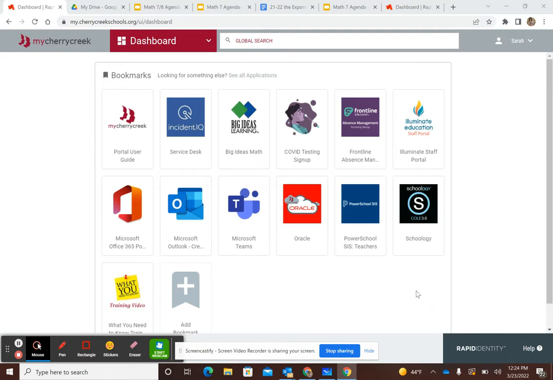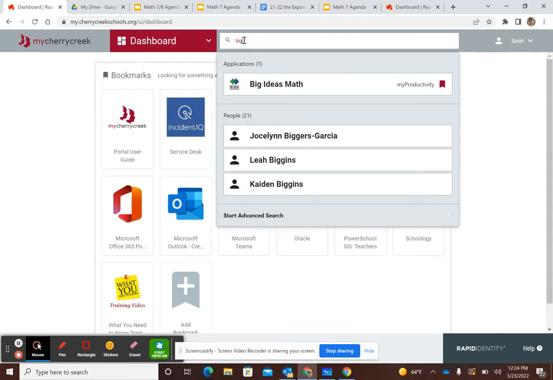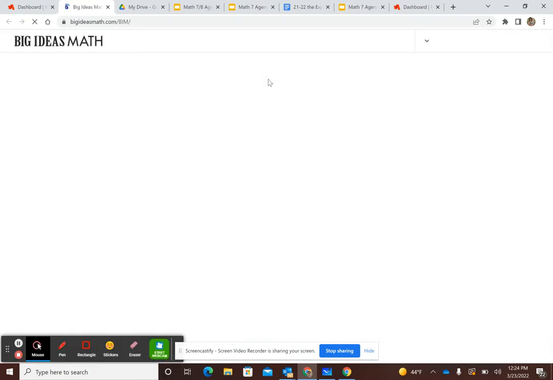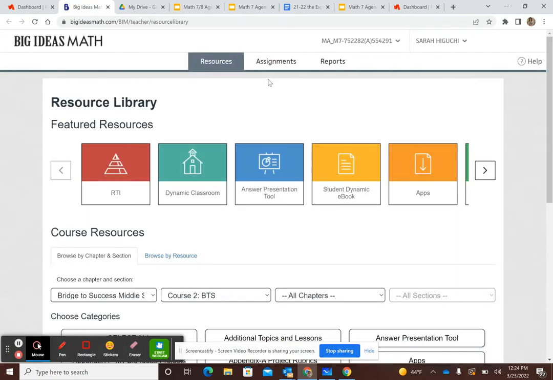my.cherrycreekschools.org. You will need to log in with your Cherry Creek credentials. Most of you will have the Big Ideas icon on your dashboard, but if not, if you're new to Thunder Ridge or you came in the middle of the year, you may need to type it into the search and click it from there. So you'll go to Big Ideas Math, and then if you haven't already logged in, it may ask you to log in.